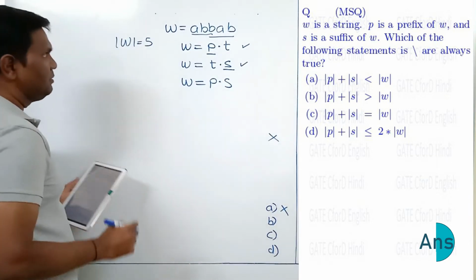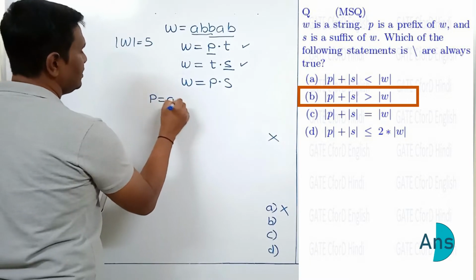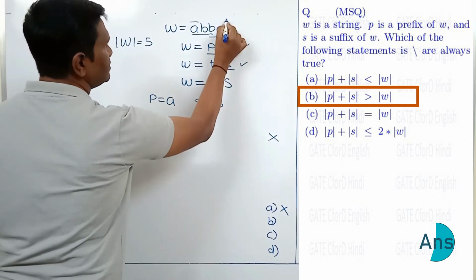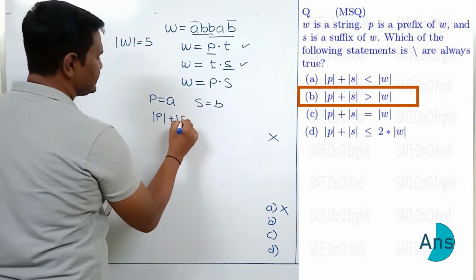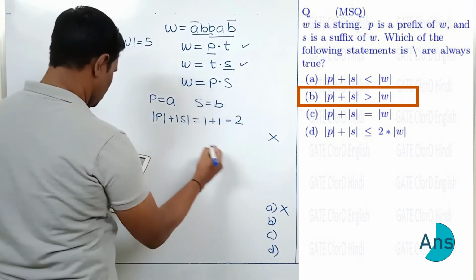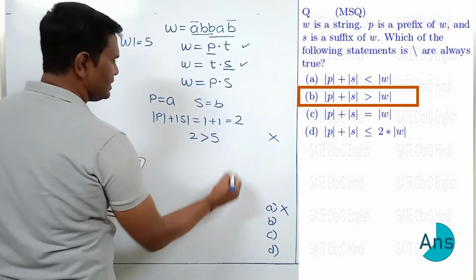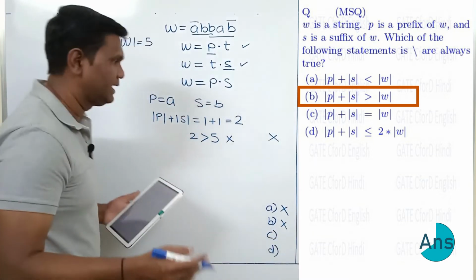Now to disprove option B, if we select prefix as A, only A, suffix as B, then length of P plus length of S is equal to 1 plus 1 is equal to 2. So 2 is less than the length of the string 5. This is also not correct. So option B is not always correct.